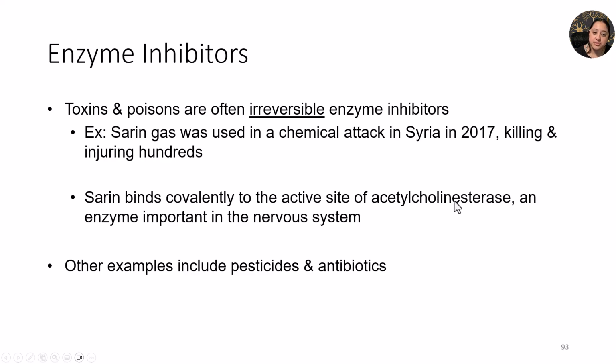So for example, sarin gas was used in a chemical attack in Syria in 2017, killing and injuring hundreds of people. And sarin actually binds covalently, so again, a strong bond, to the active site of acetylcholinesterase. And this enzyme is important in the nervous system. So if it binds to the active site, it's a competitive inhibitor. And if it's binding covalently, it's not going to let go. It's a strong bond. And so that's how it disrupts the nervous system's normal function and can kill and injure people.